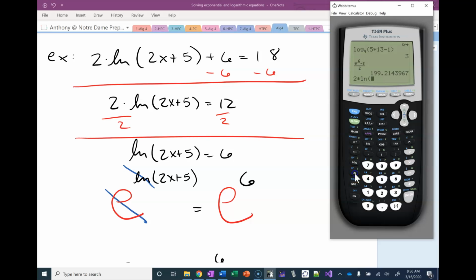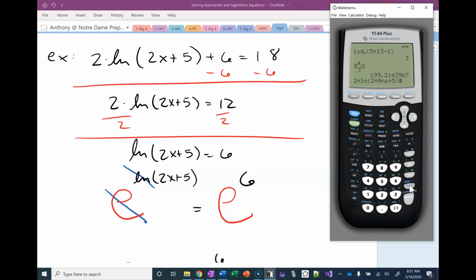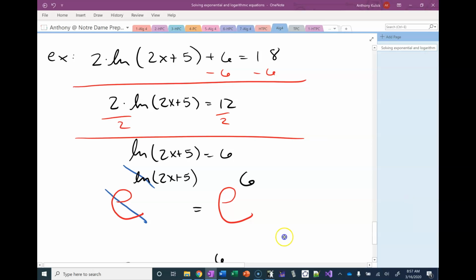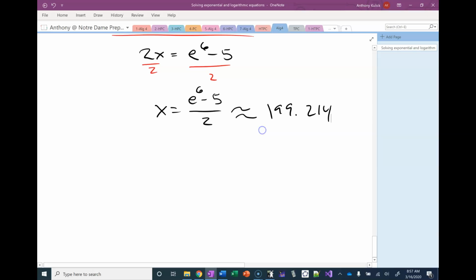So 2 times natural log, 2 times, and then I want this number from before, so I can either scroll up and press enter, and it'll put it down in that spot, or I can press second and the negative sign to get this ANS, which is just shorthand for the previous answer. And then I'll do the plus 5, close my parenthesis, and do the plus 6, and see if I get 18. I do! So that tells me that this answer is correct.